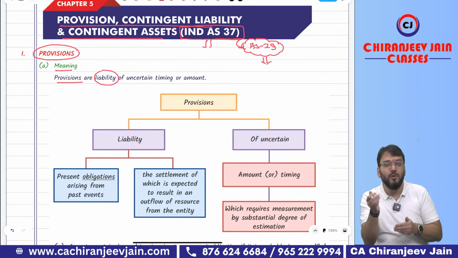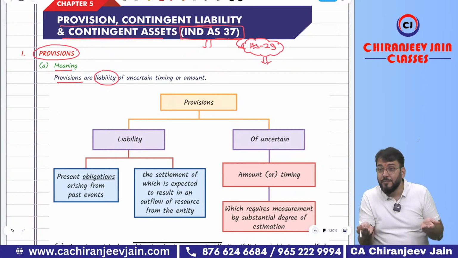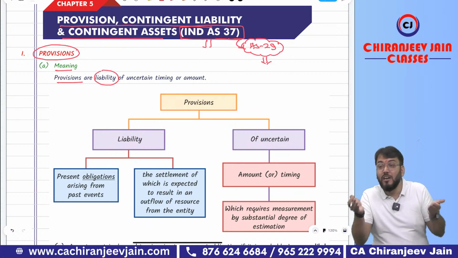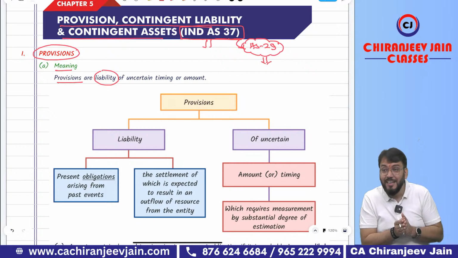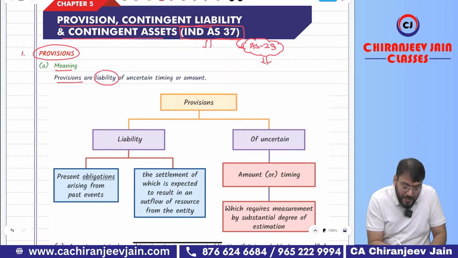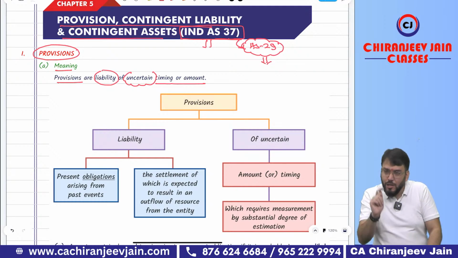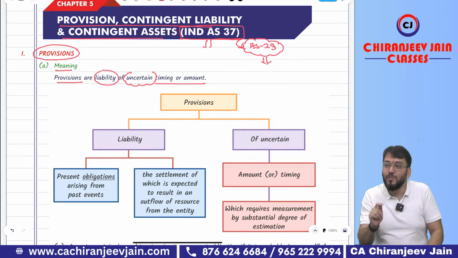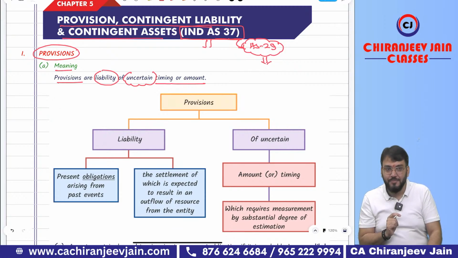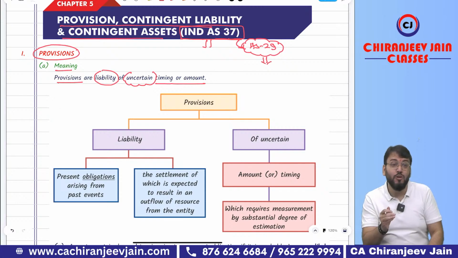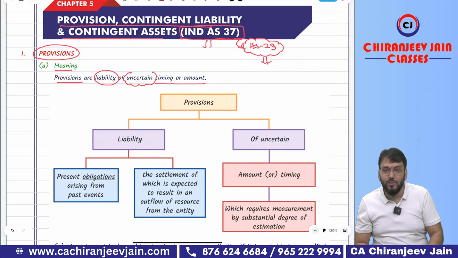For example, if you have taken a loan from bank, that is a borrowing. Borrowing is a liability, but borrowing is not a provision because that does not require any estimation. So provisions are liability of uncertain timing or amount. Either you don't know the amount of payment, or you don't know the timing of payment, or you don't know both. It is quite possible you know what amount to pay, but you don't know when to pay. That is also provision.